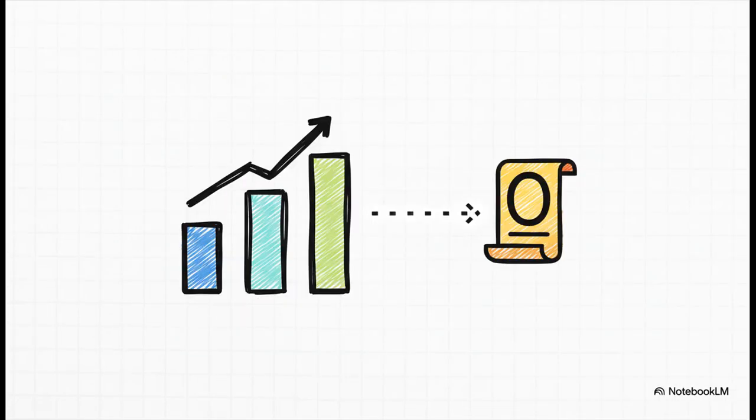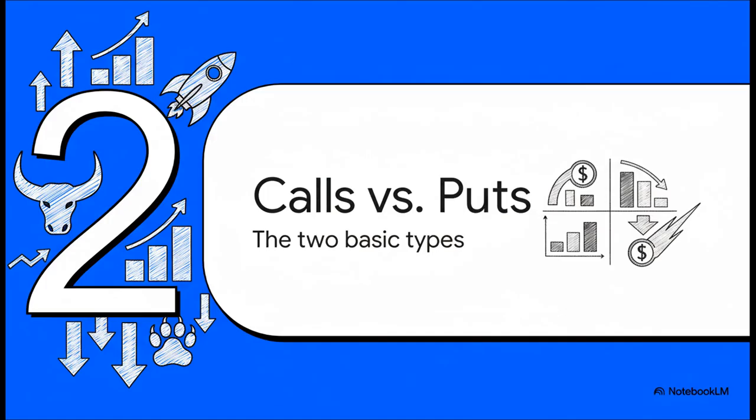Now, you might also hear people throw around the word derivatives when they talk about options. Don't let that fancy term scare you off. All it means is that its value is derived from something else, an underlying asset. So for a stock option, its value is tied directly to the price of that stock. Simple as that.